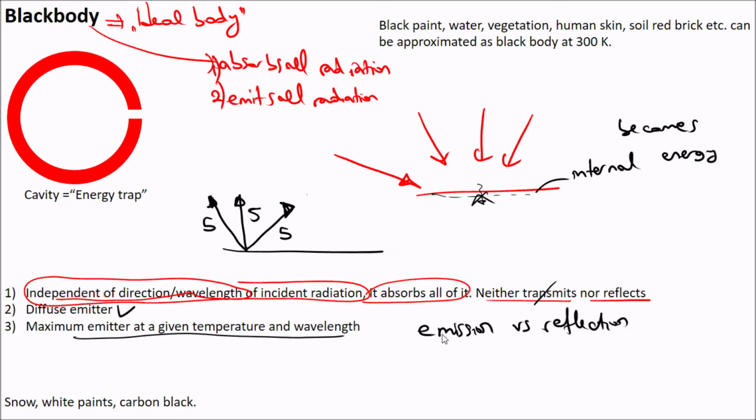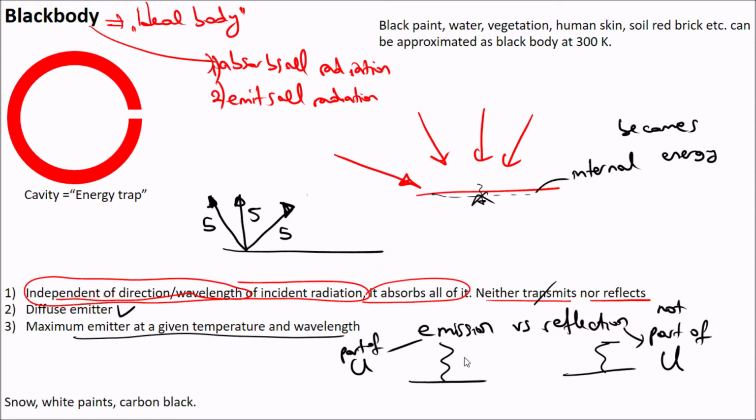Okay. So emission and reflection happen in the same manner. If you have a body, it emits, and if you have a body, it reflects. The main difference between emission and reflection is that reflection is not part of internal energy, but emission is part of internal energy. So it means that if a body emits, its temperature drops. But if a body reflects, its temperature doesn't change. This is the very important thing.